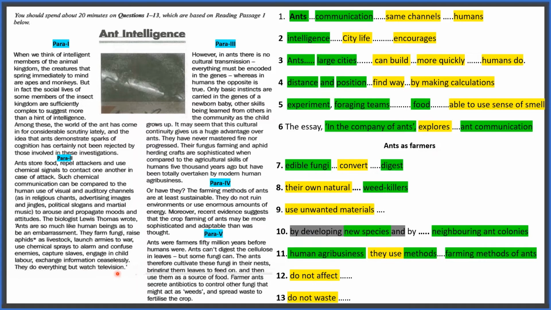However, in ants there is no cultural transmission, everything must be encoded in the genes, whereas in humans the opposite is true. Only basic instincts are carried in the genes of a newborn baby, other skills being learned from others in the community as the child grows up. It may seem that this cultural continuity gives us a huge advantage over ants. They have never mastered fire nor progressed. Their fungus farming and aphid herding crafts are sophisticated when compared to the agricultural skills of humans 5,000 years ago, but have been totally overtaken by modern human agribusiness.